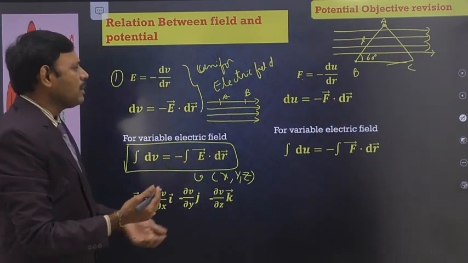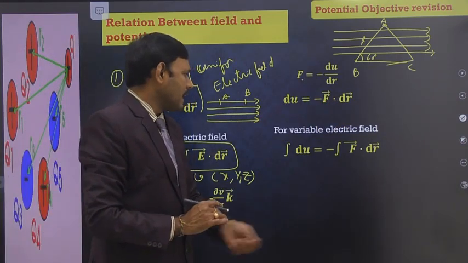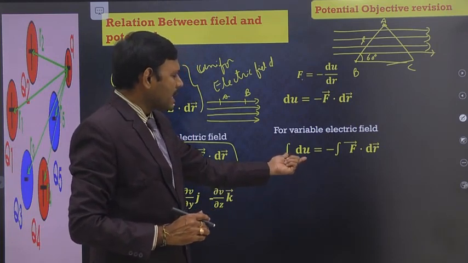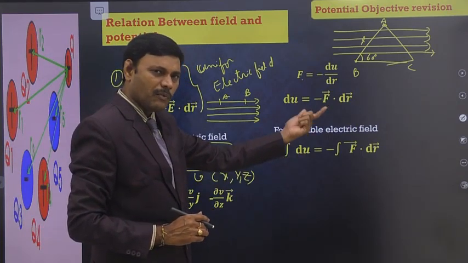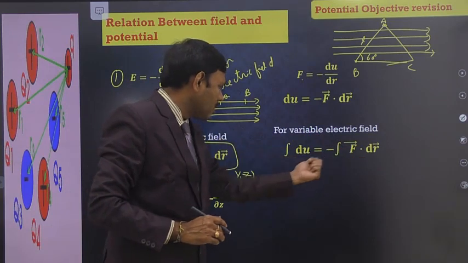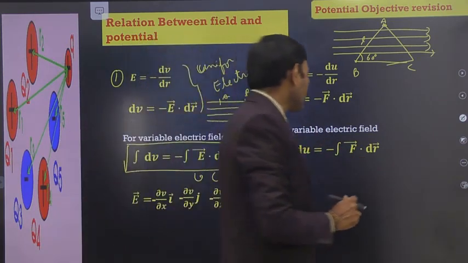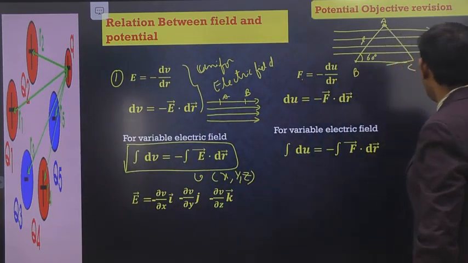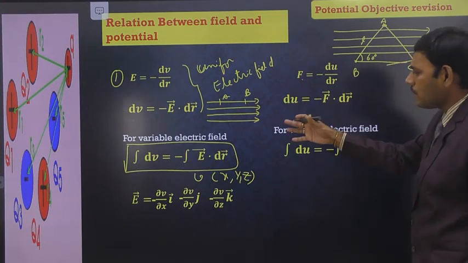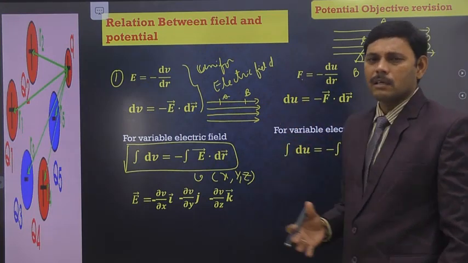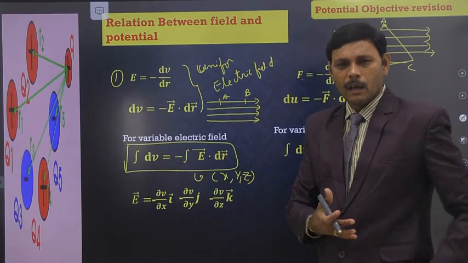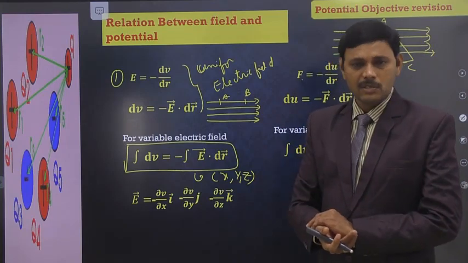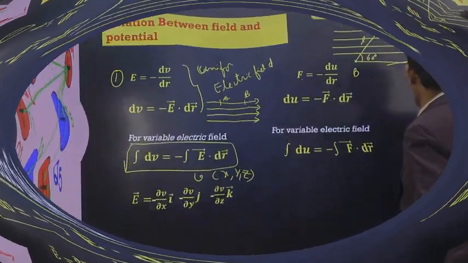In case of variable electric fields, then the change in potential energy is calculated by the formula. Electric field is variable, force is also variable. Integral dU is equal to minus integral F bar dot dr bar. These are the very important relations. In JEE Main, in any competitive exam, plenty of problems were designed on these relations.